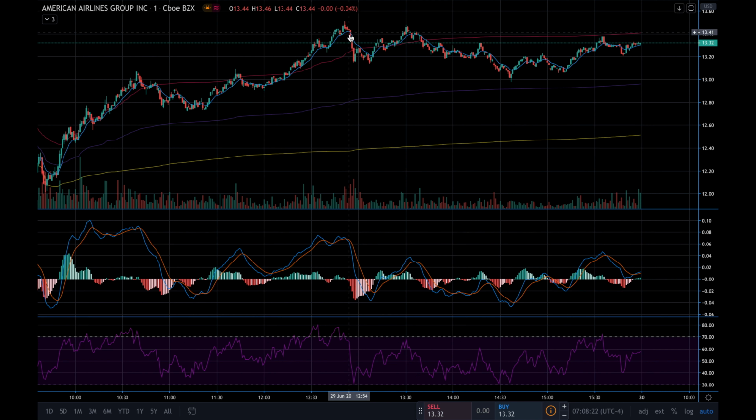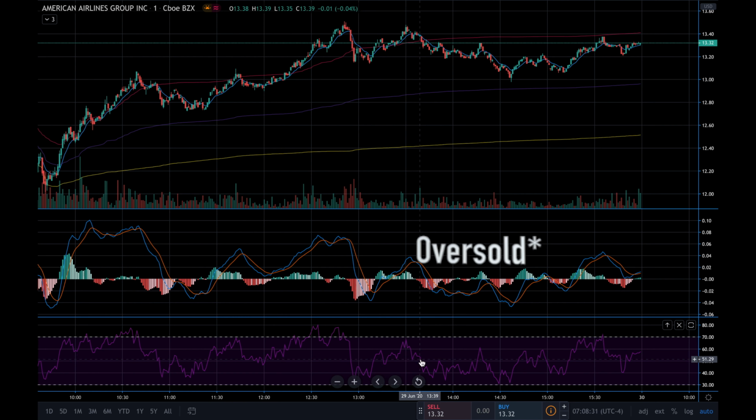So it's very important to note that ideally, when a stock is overbought, you want to sell it, and when a stock is underbought, that's when you want to buy it.